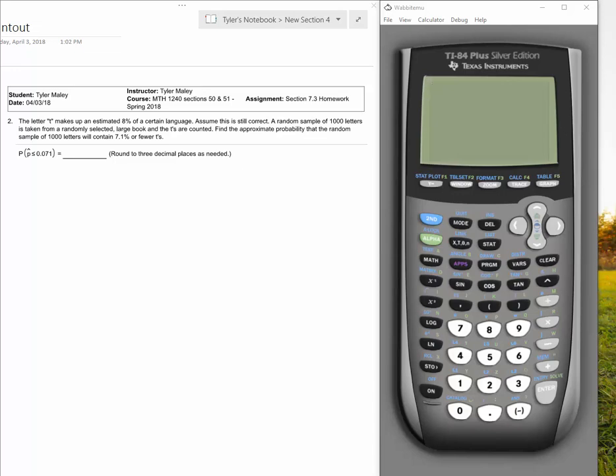Hi guys, so I've been getting some questions over 7.3 and 7.4, so I thought I would do a couple of exercises with you over these sections to give you some more supplemental material.